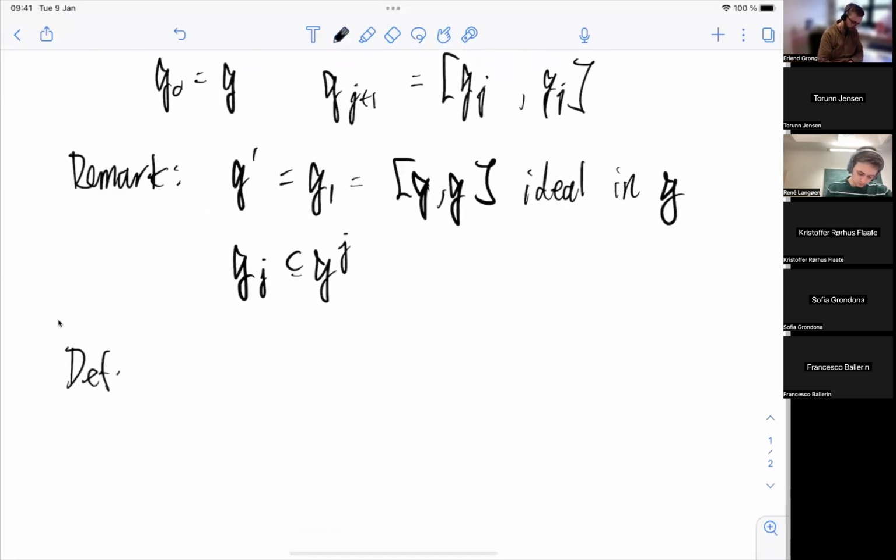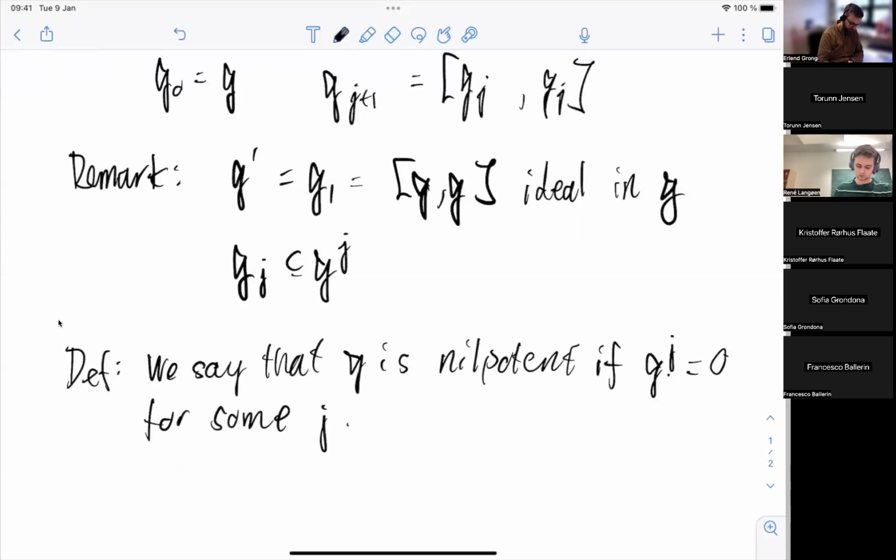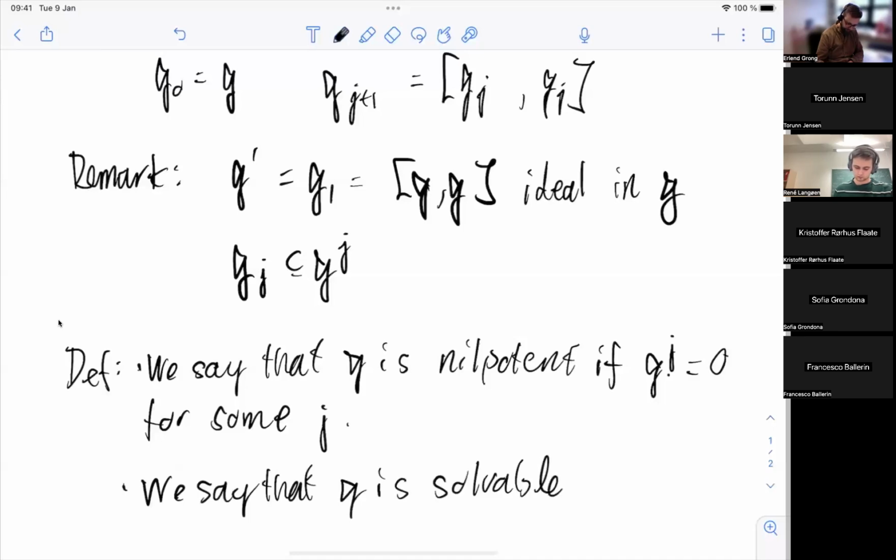And then, by definition, we say that G is nilpotent if G upper J is equal to 0 for some J, and we say that G is solvable if the lower G J is equal to 0 for some J.